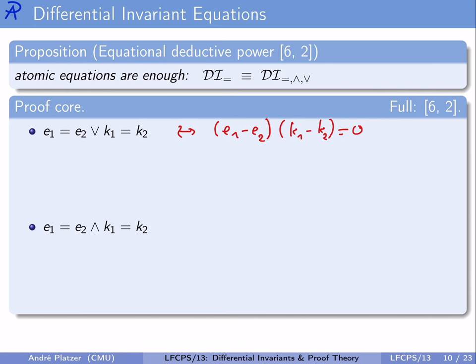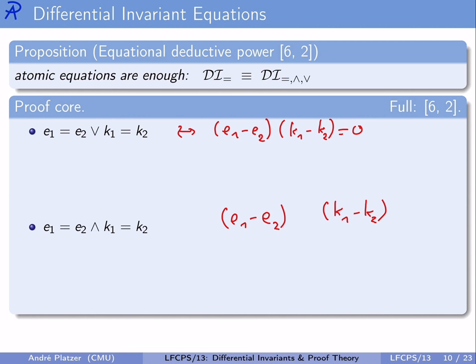A way of reducing a conjunction to a single equation such that the conjunction is true if and only if the single equation is true. E1 equals E2, well, that's still true if and only if E1 minus E2 is 0. K1 equals K2, that's still true if and only if K1 minus K2 is 0. And how do we, with a single equation, express the fact that both of these are true? So both of these are 0. Well, E1 minus E2, if it's 0, is exactly equivalent to the left conjunct being true. K1 minus K2 is exactly 0 when the right conjunct is true. And how do we write down an equation that holds if and only if both of these are 0?